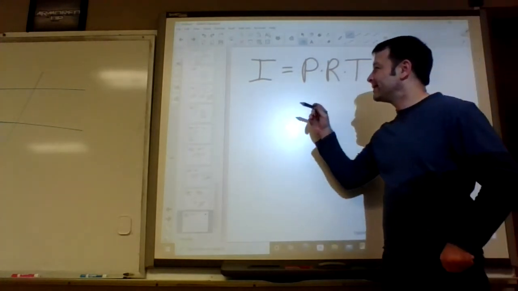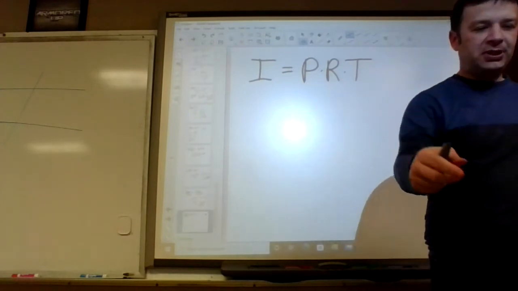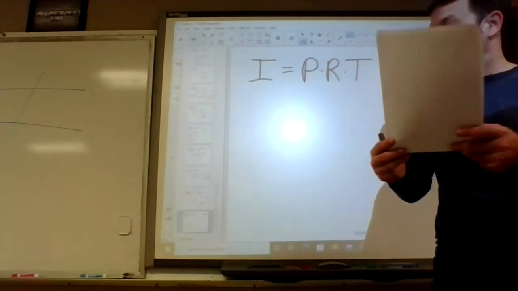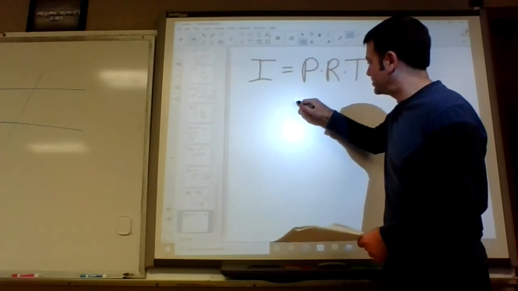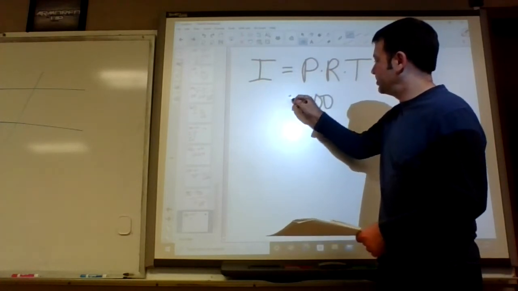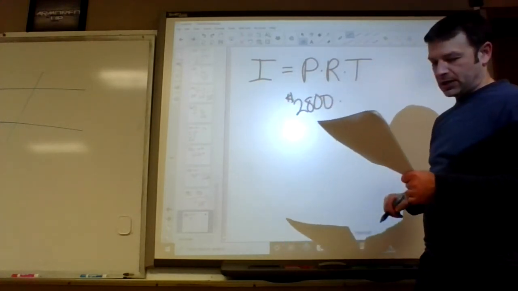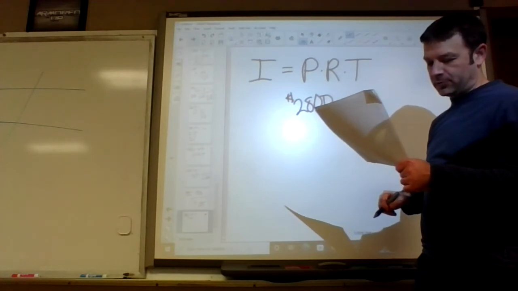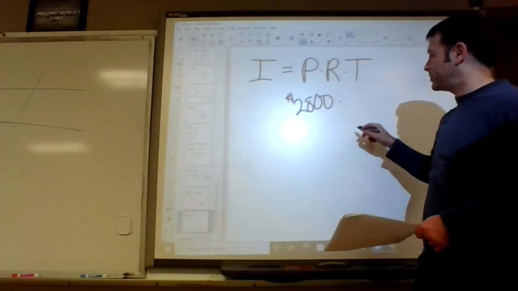Okay. On number 25, it says $2,800. Guess what that is? That's a lot of money. That's the principal. And then, nope, I'm on the wrong one. 5%, what should I put for that?